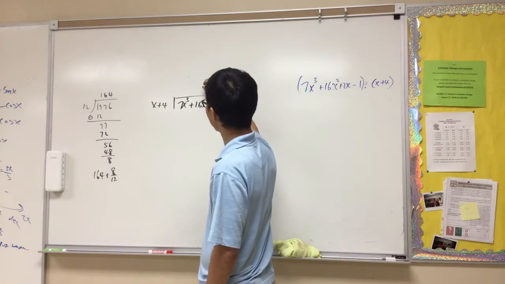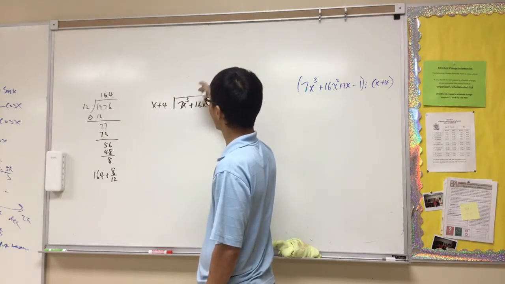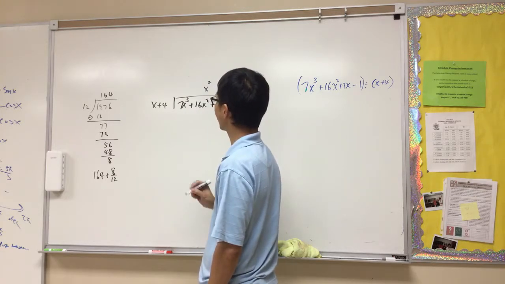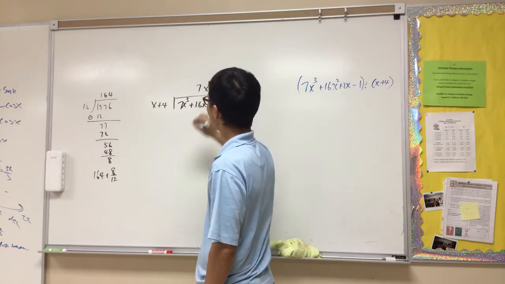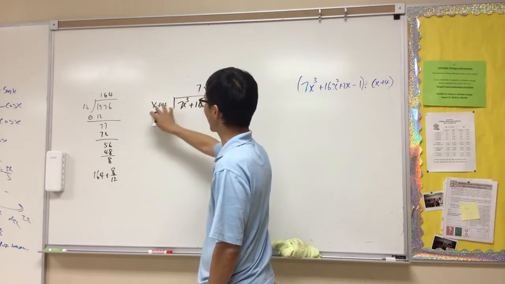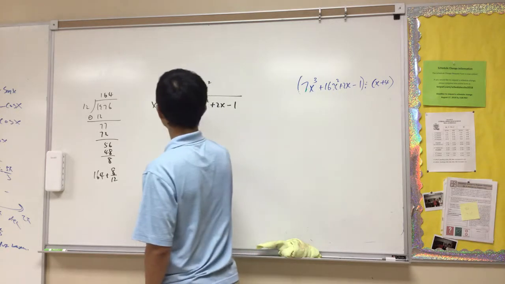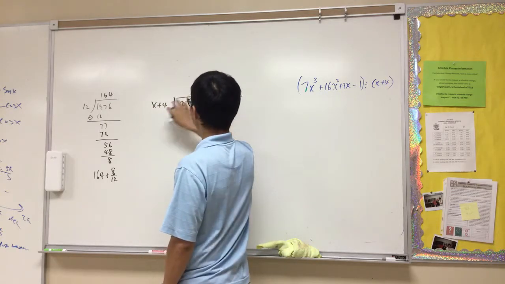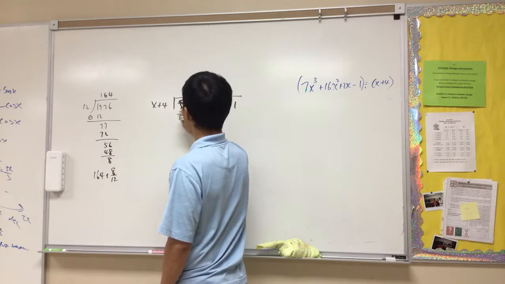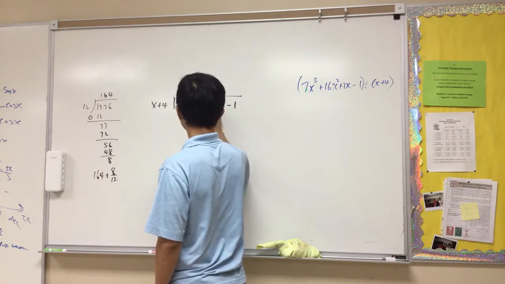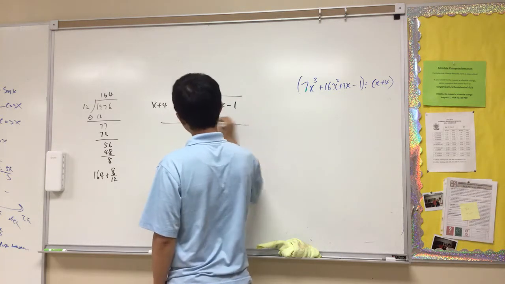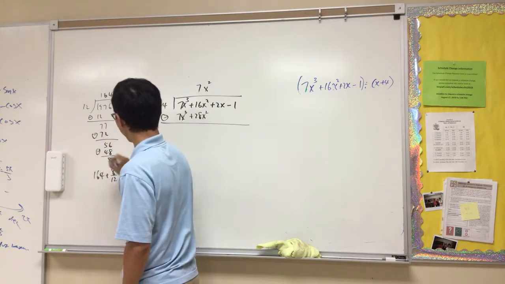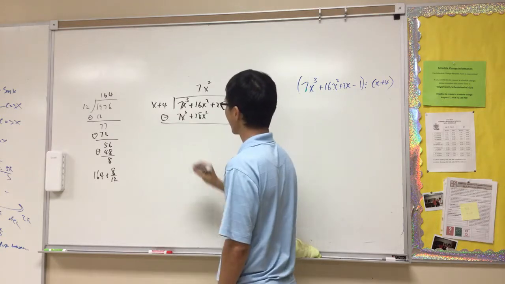Not x cubed. It's x squared, but what should the coefficient be? 7. Why? Because we want 7x squared times x, which is equal to 7x cubed. 7x squared times 4 is what? 28. And that minus sign I was talking about is always there for you to work with.